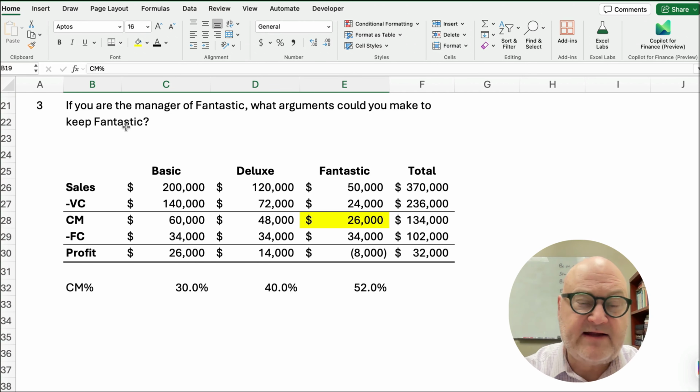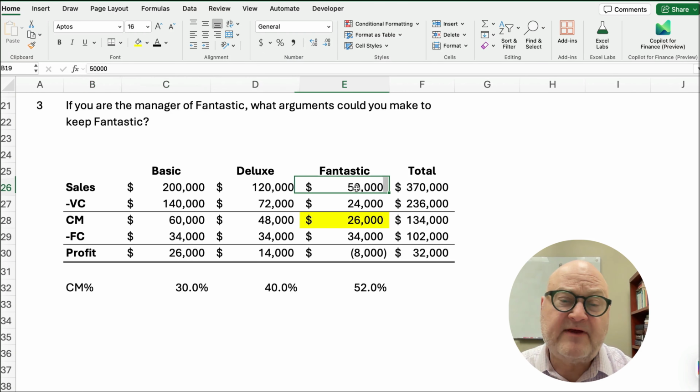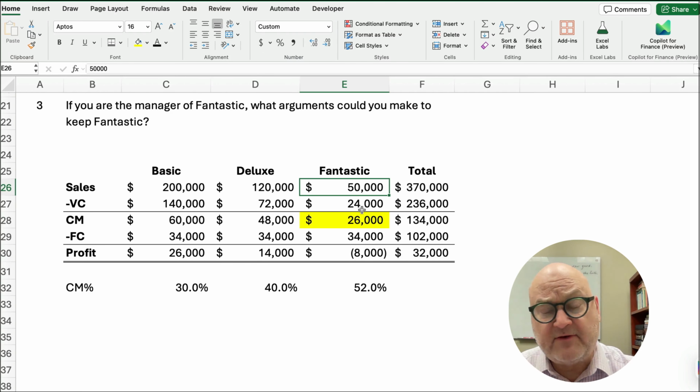If you're the manager of fantastic, what arguments would you make to keep fantastic? You want to say, look, basic, we have a lot of volume there, but you're only making 30% contribution margin. So every $1 in sales, you're making 30 cents. Fantastic, for every $1 in sales, you're making 52 cents, right? That's really, really good. So you might say, hey, look, instead of closing that division, we ought to see if we can sell more. If we can sell more, that's going to cover our fixed costs even faster.